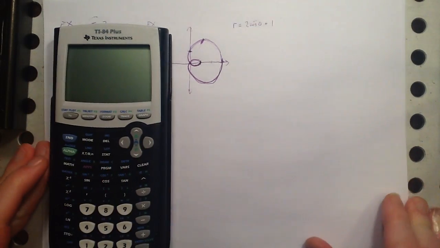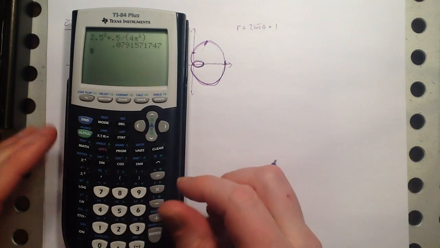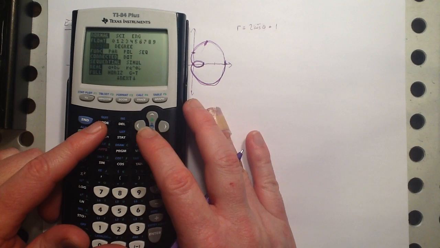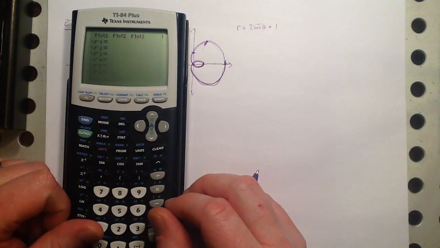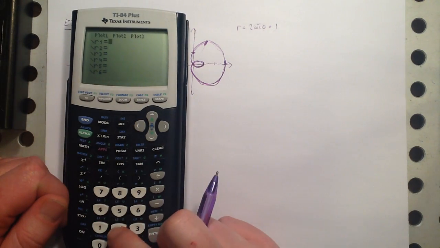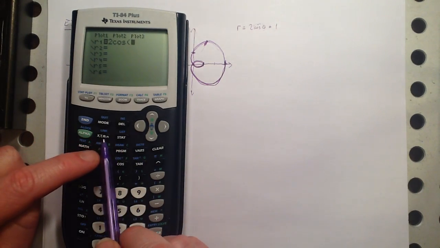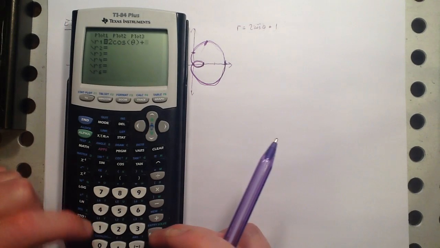You can graph these with your calculator. We're not going to do a whole heck of a lot of that, but just to check our work there, we can go into polar mode. And then our y equals is magically transformed into r equals. And I can put in 2 cosine. When I push the x button, I'm in polar mode, so it chooses that option for me, plus 1.